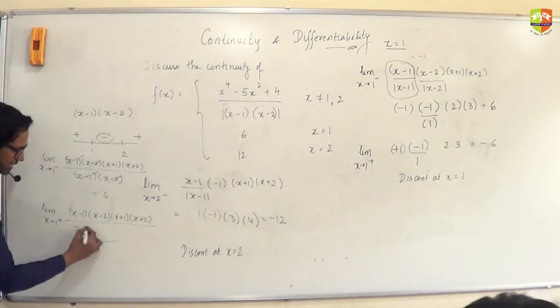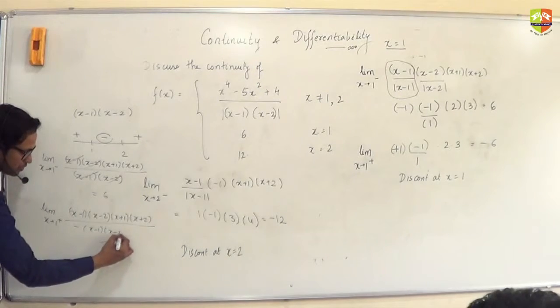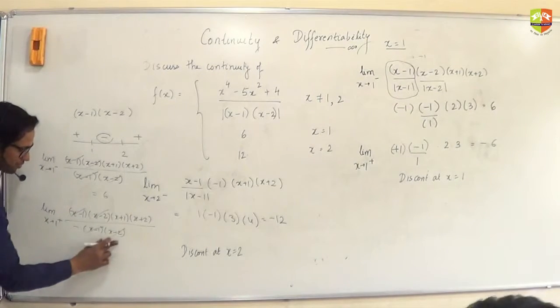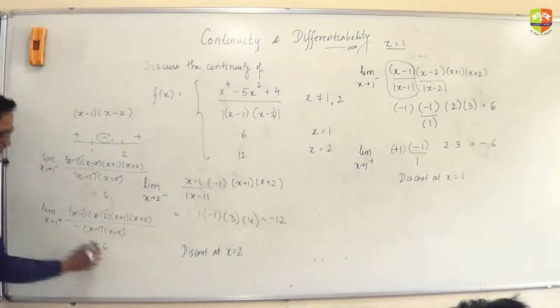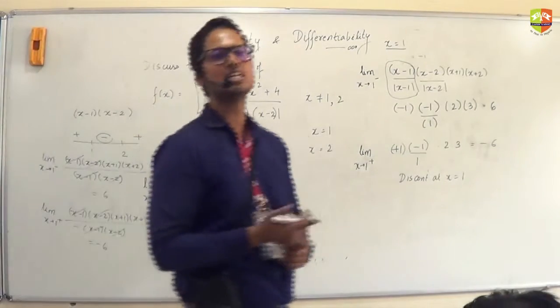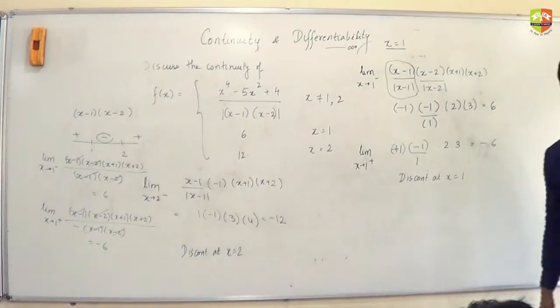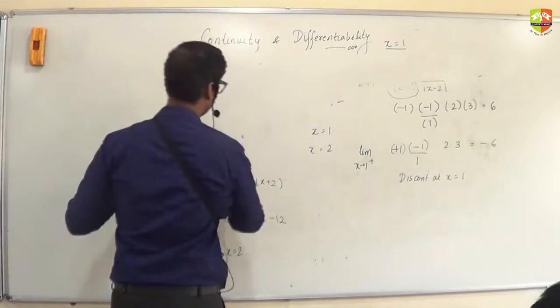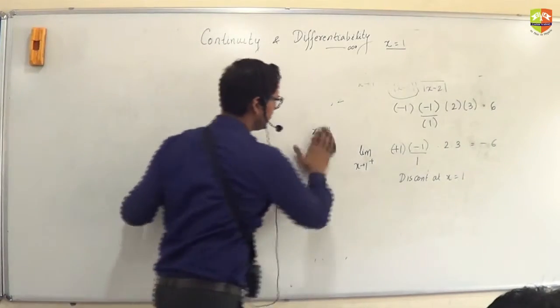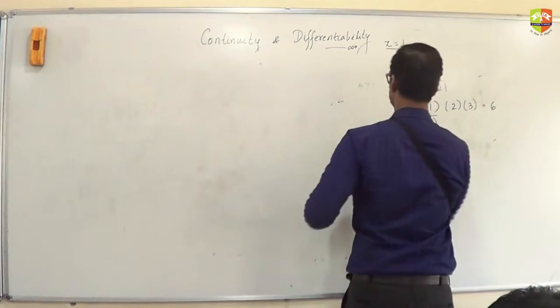Won't it be like negative x minus 1, x minus 2? This will go off, this will go off. Put x as 1, it will give you negative 6. This is another way of checking the continuity at the next question. It's very easy in this chapter. The only thing is, please do not mess up the limits part.